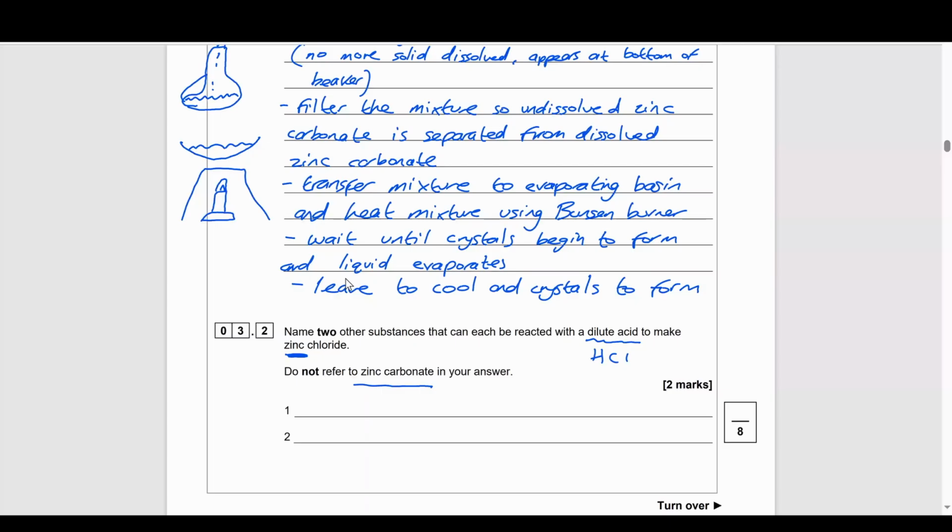Well, a perfect example would be zinc oxide, because that would be a metal oxide. But other than that, it would actually just be zinc on its own. Because a metal and an acid will give you a salt and hydrogen. And then a metal oxide and an acid would give you a salt and water.